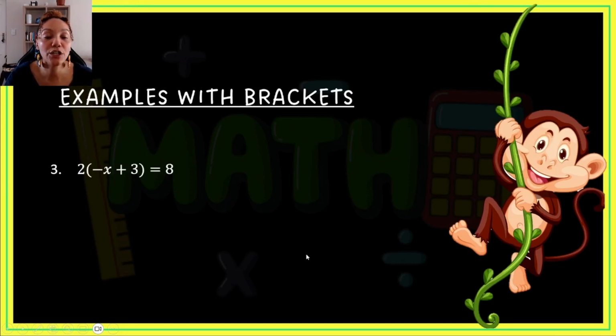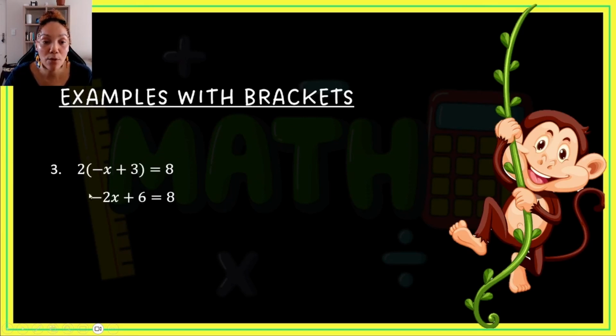So we've got question 3 here, which says 2 times negative x plus 3 in brackets equals 8. Now, when you have a bracket, just like in all other calculations, you always get rid of the bracket first. You always multiply the bracket out. So in this case, you multiply the 2 by the negative x, which will give me negative 2x. And then the 2 multiplied by the 3, which will give me the 6, equals 8.